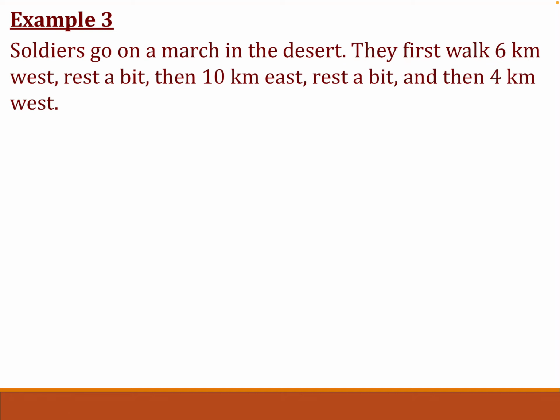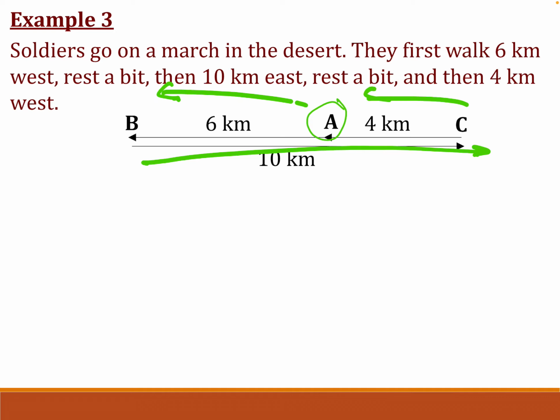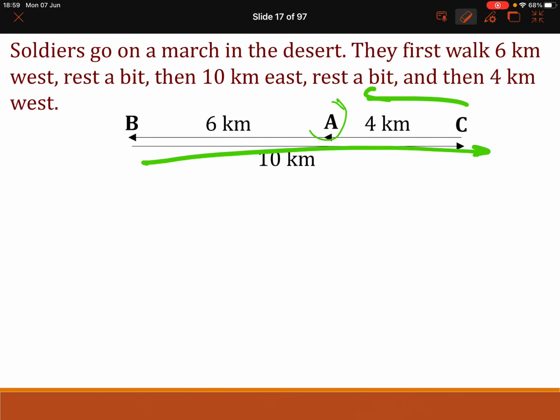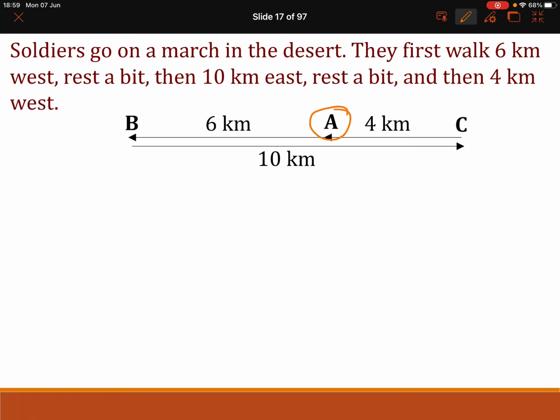Soldiers go on a march in the desert. They first walk 6 kilometers west, rest a little bit, then 10 kilometers east, rest a little bit, and then 4 kilometers west. So this is what they did. They start at A, they go west, then they go east, and then they go west again. Okay, let's tidy some of those up because now it looks terrible. But what I needed you to see is where it starts. Okay, so A, let's change color. That's the starting point.